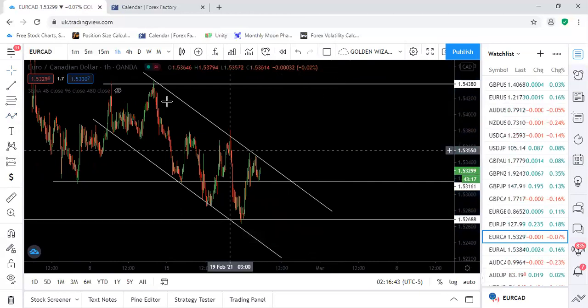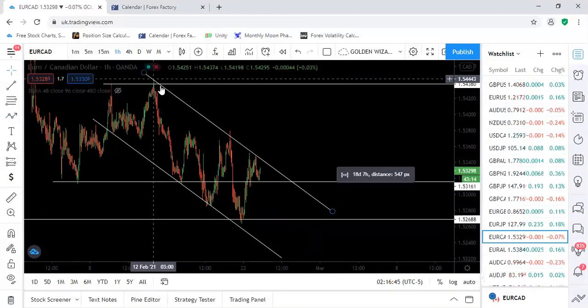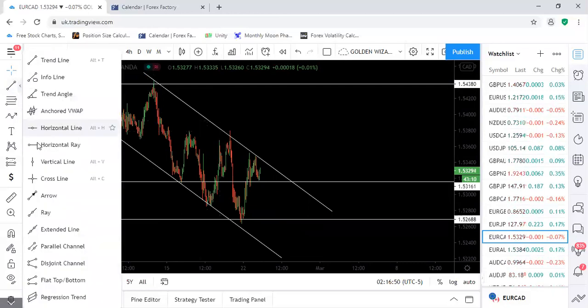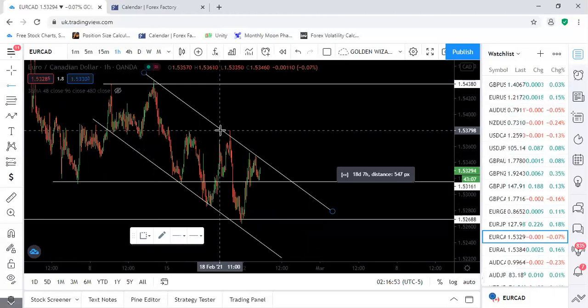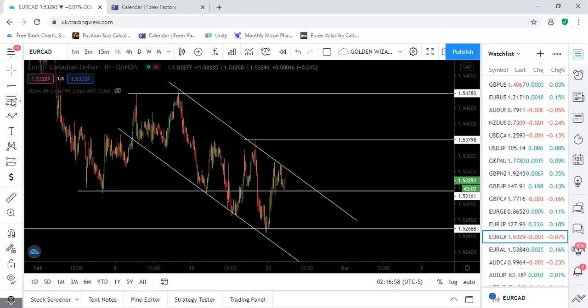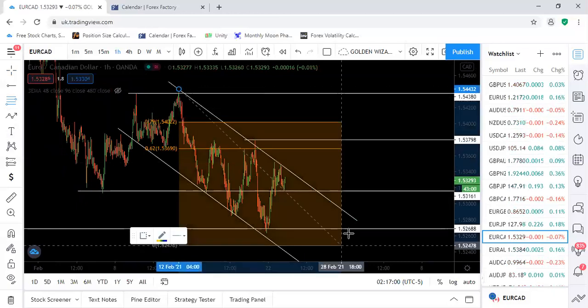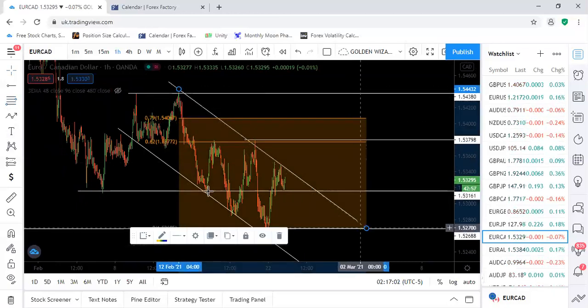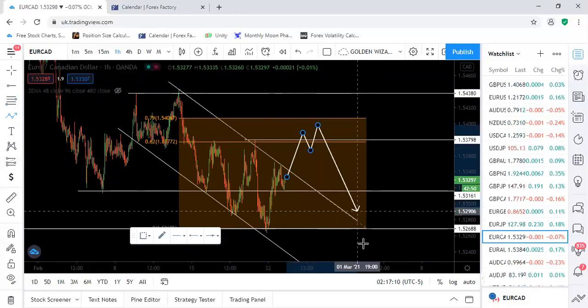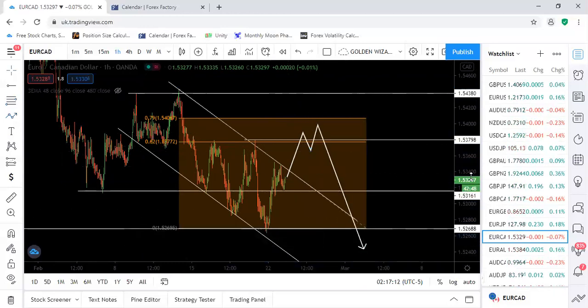Other ideas may be to see this high for a sell setup. I may see something like this. Could see a sell like this. So those would be the ideas for EuroCAD.